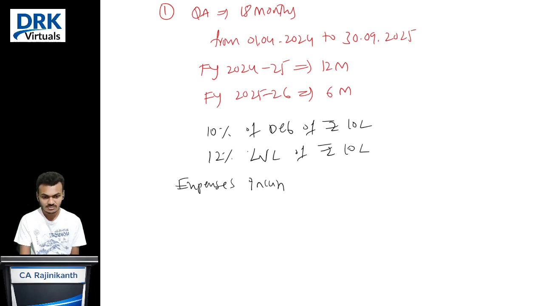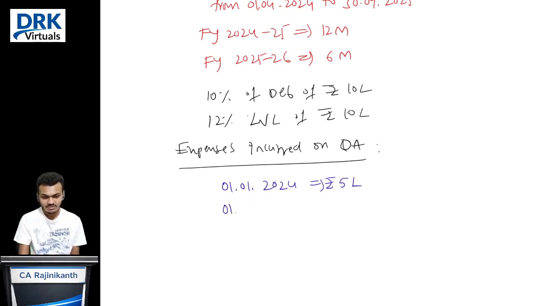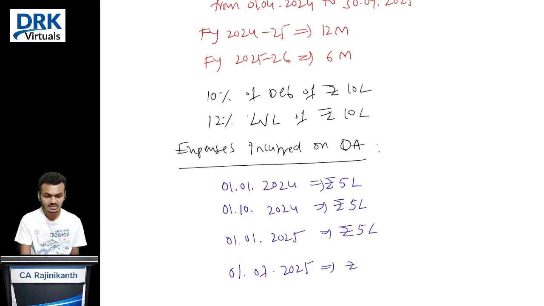Okay. So expenses incurred on qualifying asset. That is our next details. Assume 1st April 2024. Our expense is 5 lakh rupees. And next one is 1st October 2024. Another 5 lakh. And next 1st January 2025. Another 5 lakh rupees. And 1st July 2025 is another 5 lakh rupees. Total 20 lakh rupees were incurred for 18 months.